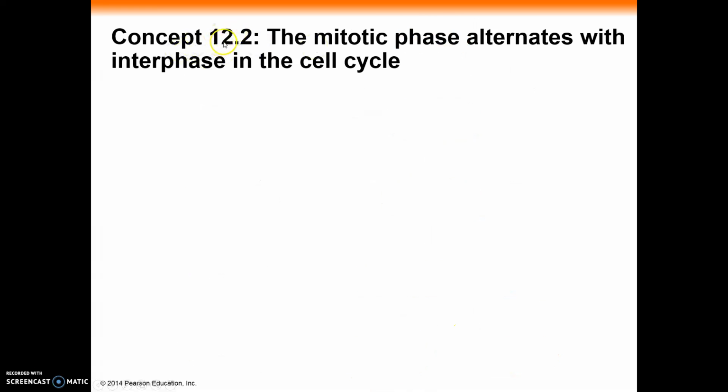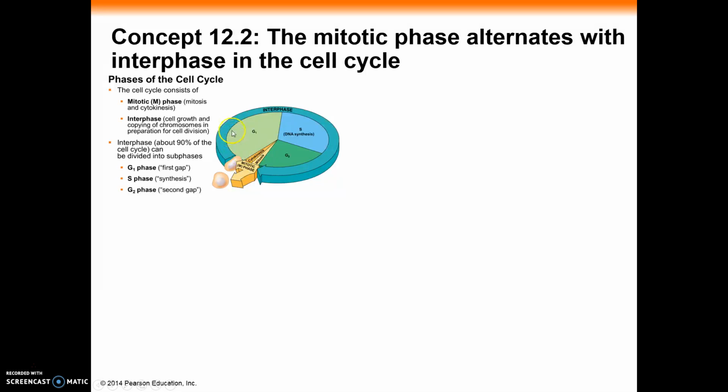So concept 12.2, the mitotic phase alternates with interphase in the cell cycle. So we talked about how there is interphase, which we can't really see what's happening, and the mitotic phase, where we can see a whole lot happening. Interphase is broken into first gap, where we're prepping to do this work. The S phase where we're actually replicating the DNA, G2 where we're checking that replication for errors, and then we go into mitosis.